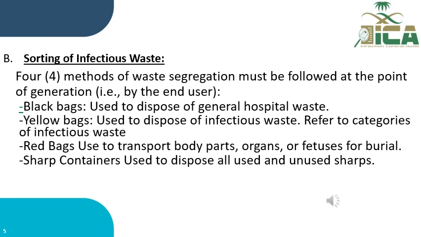The same document or policy is supposed to describe the sorting process of the infectious waste. There are four methods of waste segregation that must be followed all the time at the point of generation by the end user, and they should be described clearly in the policy. The black box is used to dispose of general hospital waste, the yellow box is used to dispose of infectious waste, and we always refer to the national regulations regarding the type of waste required to be disposed of in this type of bag. The red bags are used to transport body parts and organs, and finally, the sharps containers are used to dispose of all used and unused sharps.